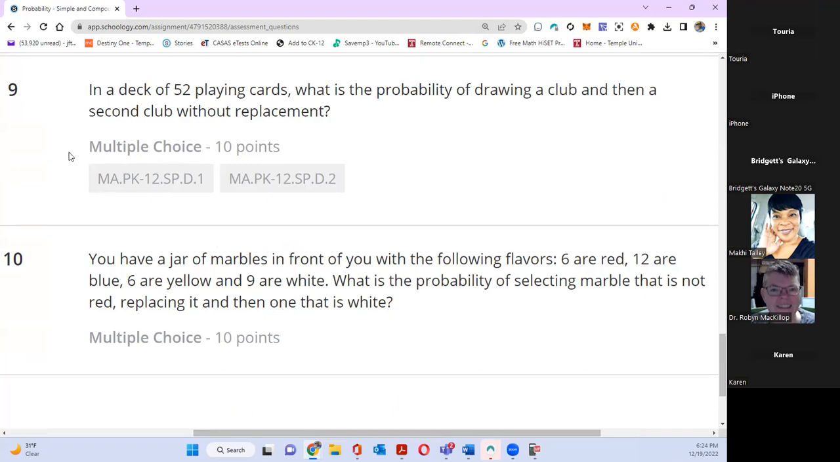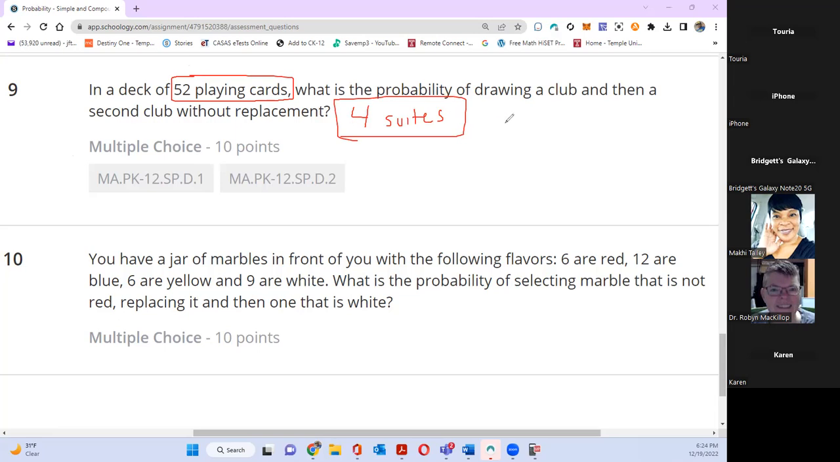Okay. So in a deck of 52 playing cards, what is the probability of drawing a club and then a second club without replacing? How many people would even know how to start that problem? So identify what you know. What do we know? It's 52 playing cards. What else do we know? How many suits are in a deck of playing cards? 4. So if there's 4 suits in a deck of playing cards, how many cards are in each suit?